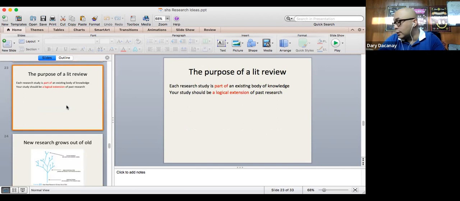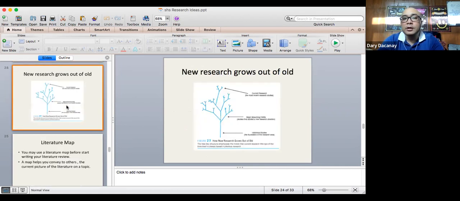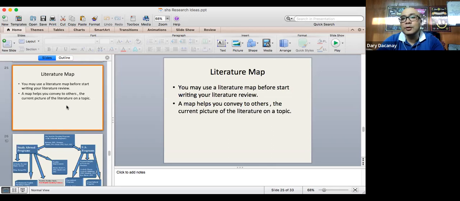The purpose of this literature review is very important because each research is part of an existing body of knowledge. Your study should be a logical extension of past research. Now, new research grows out of the old. Okay, so for example, there is previous research that has been done, then there are other branches of that research as seen here in the figure. So you may use a literature map before you start writing your literature review.